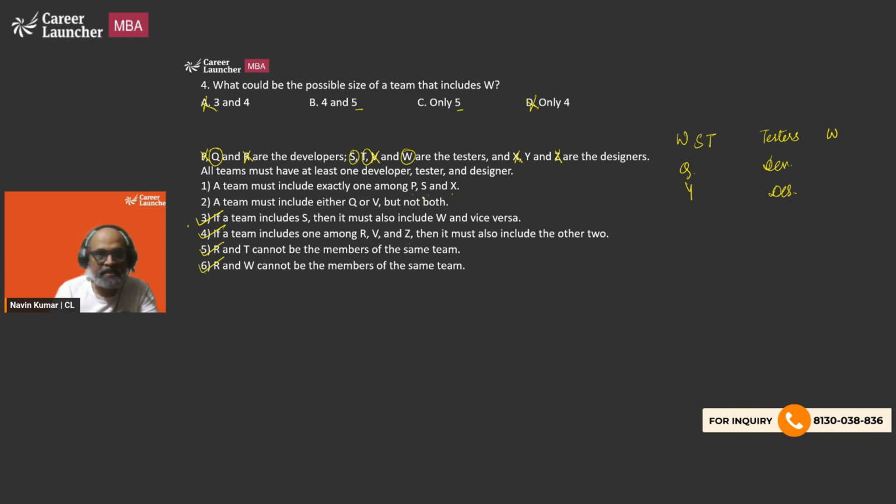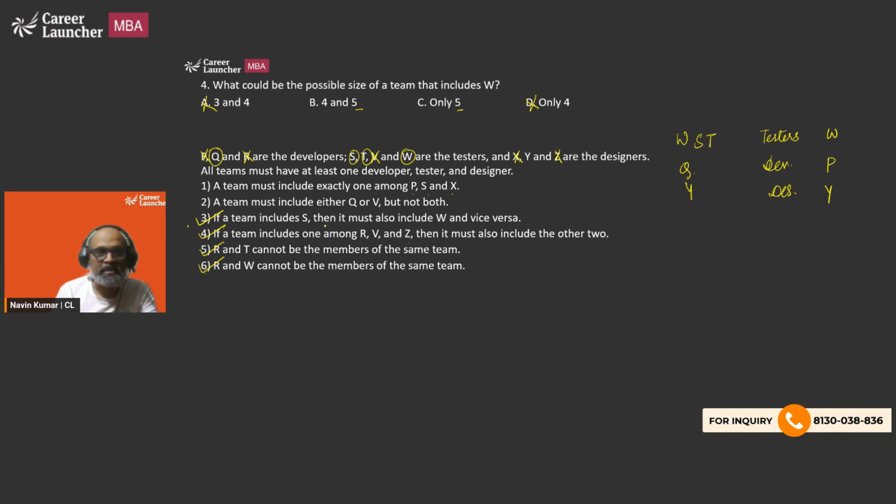Okay, between P, S, and X, since W is already a tester, let's bring in a developer who is P. Now, if we bring in P, there is no other statement that talks about P. So we can bring in a designer. Designer is between X, Y, and Z. We can't bring in X. We can bring in, let's say, Y, because Y is nowhere mentioned. It is independent. We are not bringing R, so it is fine.